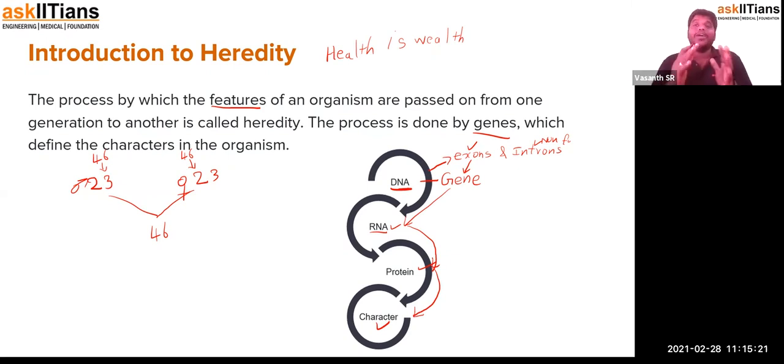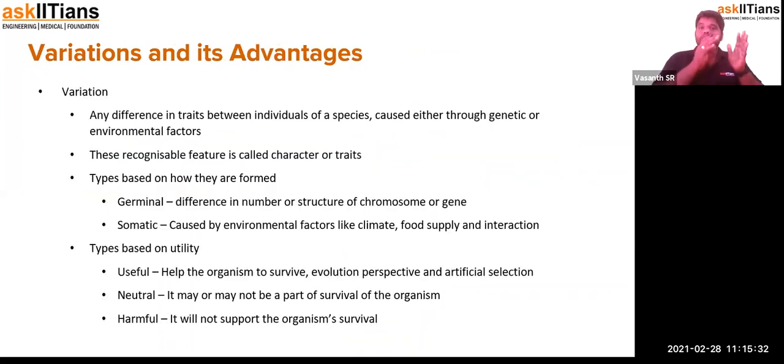So this is what heredity is actually. I hope everybody would have understood heredity in detail. We have gone through this several times in this period itself. Now, after that comes variation. During this process of inheriting the characteristics from one generation to another, it could actually form many variations. Variation means differences.